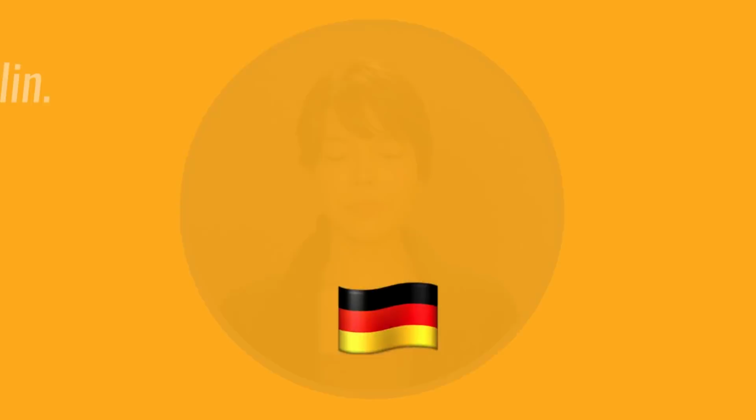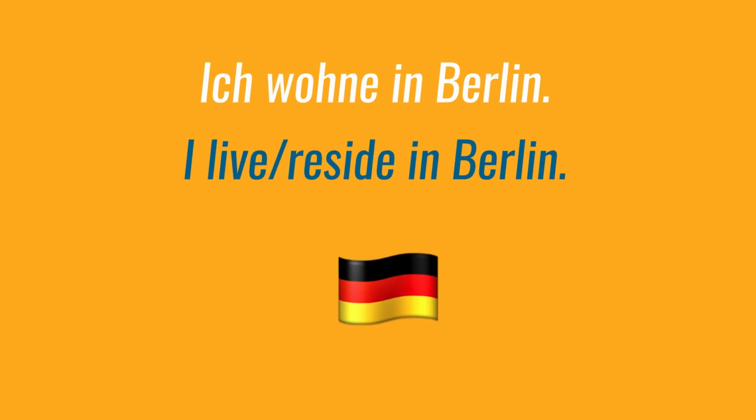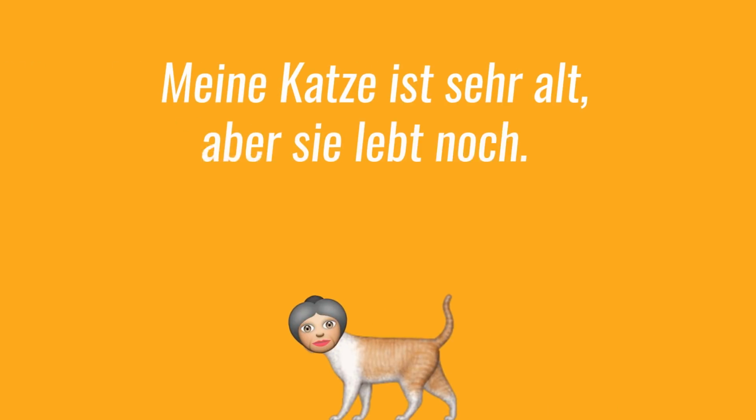Let's do some examples so you can see how to use wohnen and leben correctly. In this sentence, ich wohne in Berlin, which means I live or reside in Berlin, wohnen is more commonly used than leben because it's talking about your address. However, both verbs are possible.